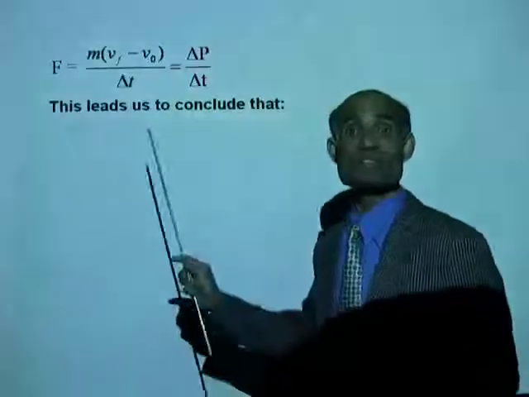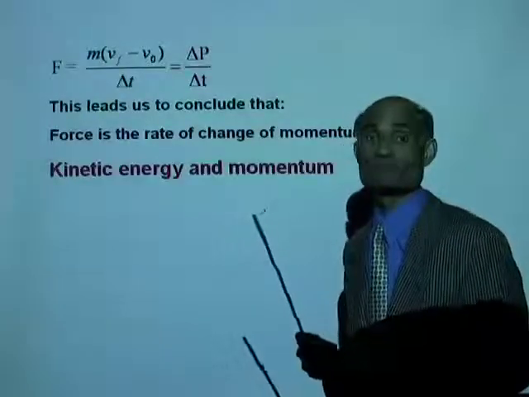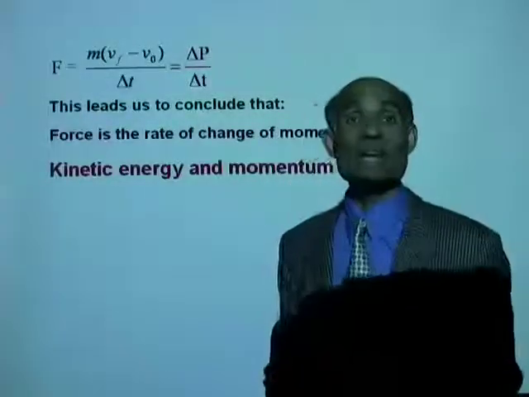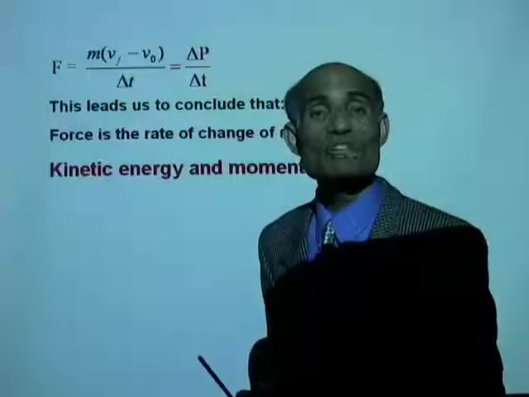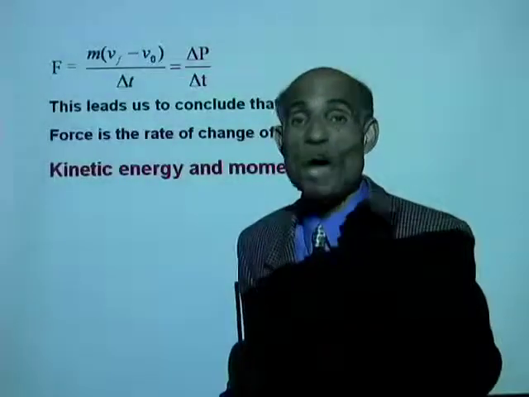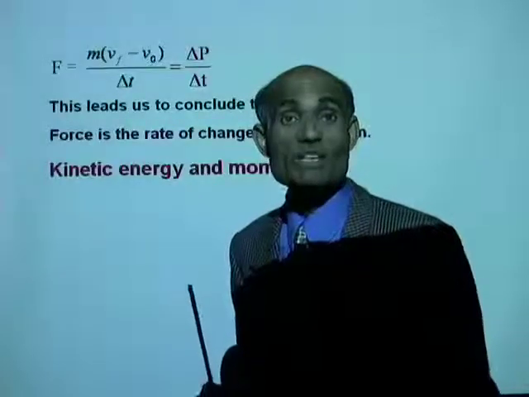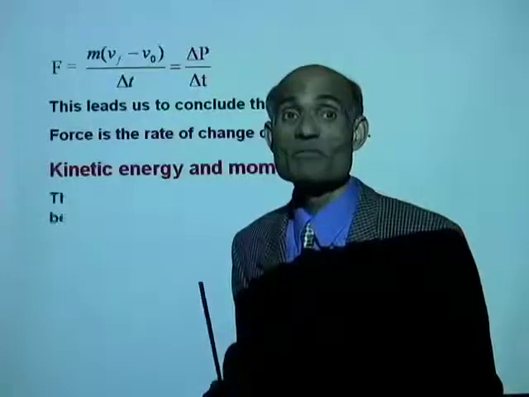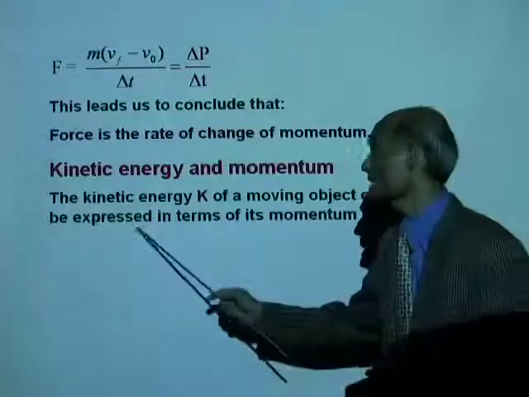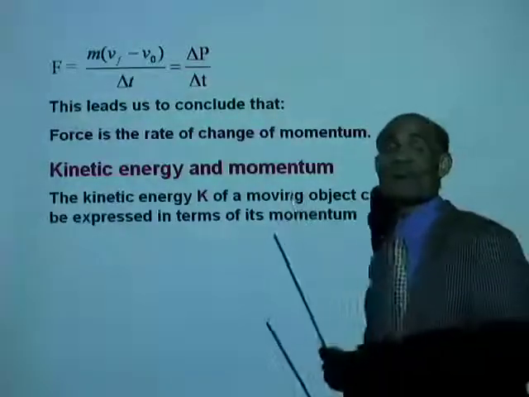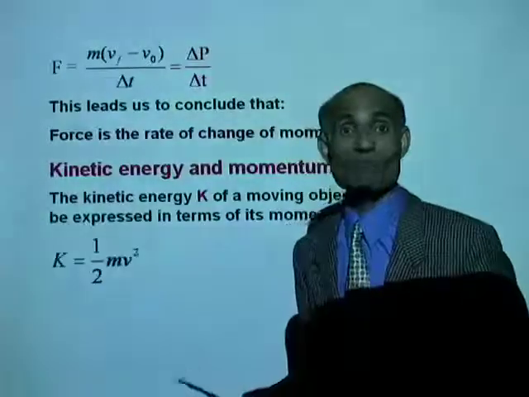An important definition. Force is the rate of change of momentum. Let's now obtain a relation connecting kinetic energy and momentum. Tell me, what is the equation for kinetic energy of an object moving with a velocity v? Kinetic energy is 1/2 mv squared. The kinetic energy K of a moving object can be expressed in terms of its momentum, and sometimes it will be very useful to do that in solving problems.